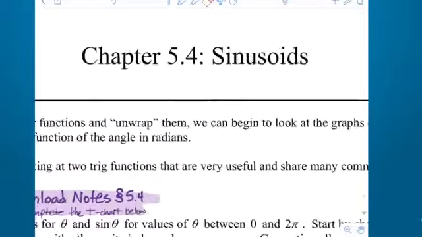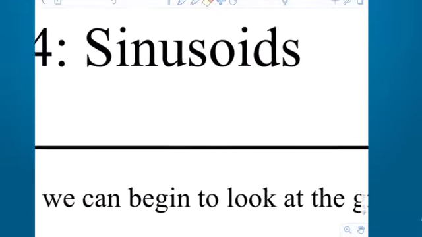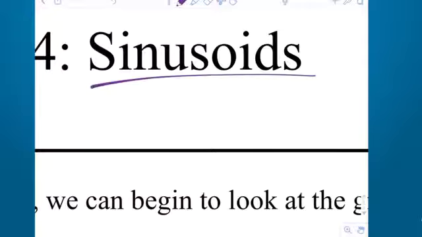So 5.4, if you notice, the section is called sinusoids. And sinusoids itself is a very interesting word, right? Sinusoids. It almost sounds like something you would go to the allergist for, and he'd have to have surgery to go and remove your sinusoids so you can breathe better, right? Or is that just me? That would be sinusoid. Okay, good. All right, so we're off to a great start.